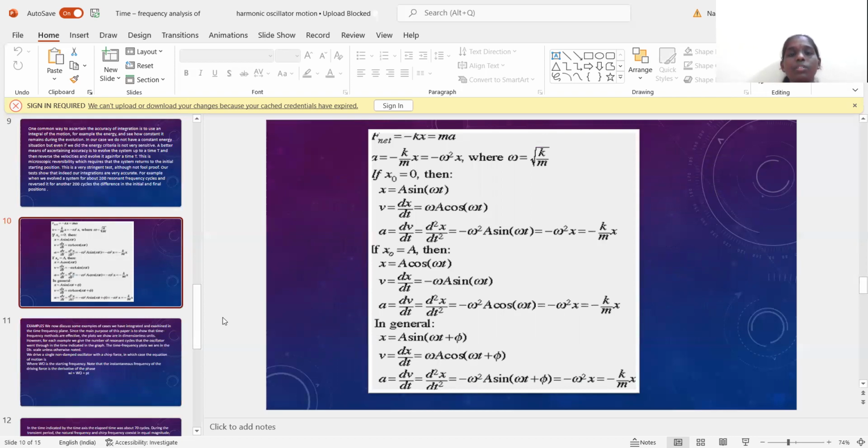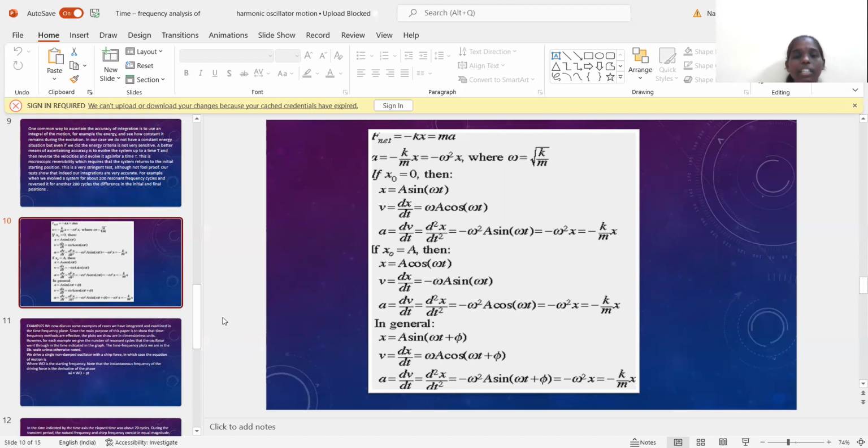Derivation. F equals minus kx equals ma. So a equals minus k by m into x equals minus omega square x, where omega equals under root k by m. If x is not equal to 0, then x equals a sine omega t. v equals dx by dt equals omega a cos omega t.